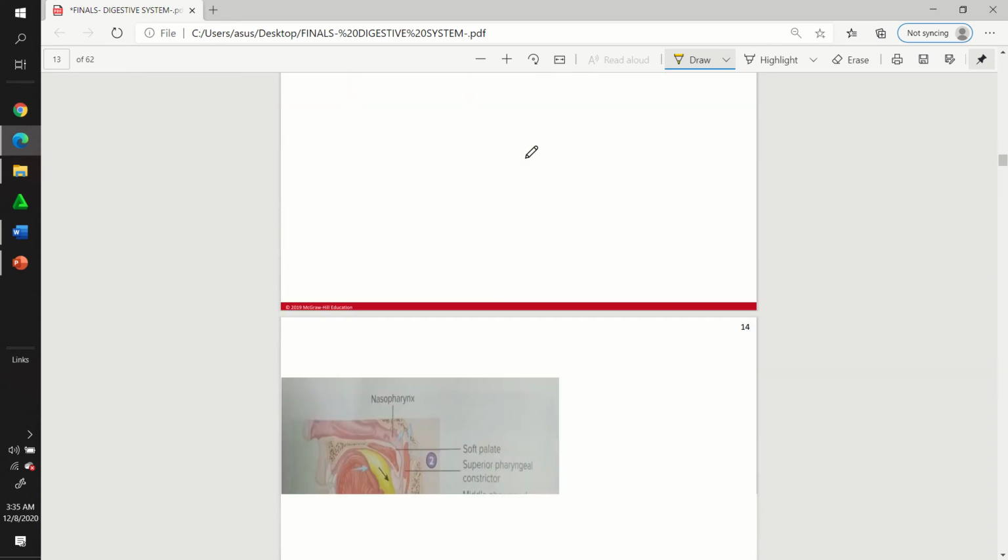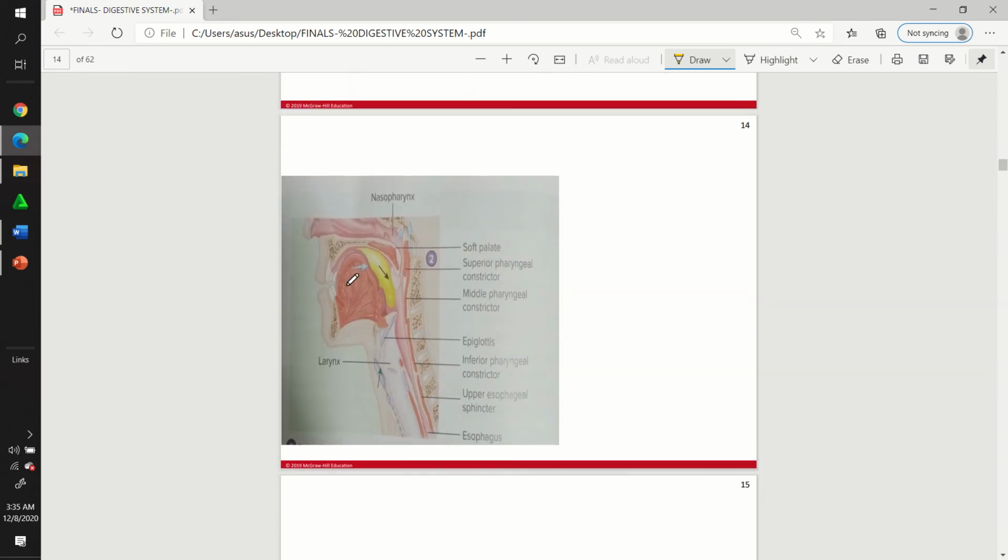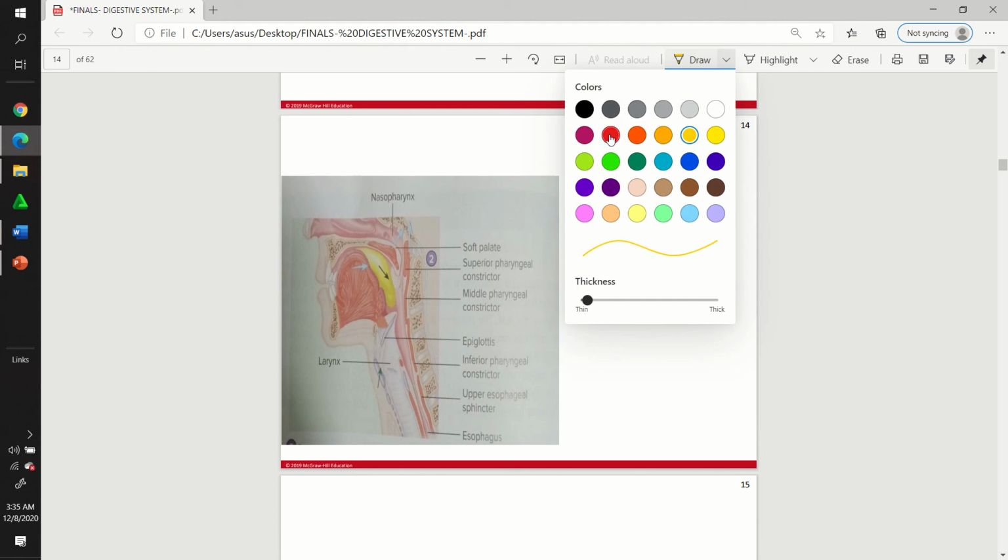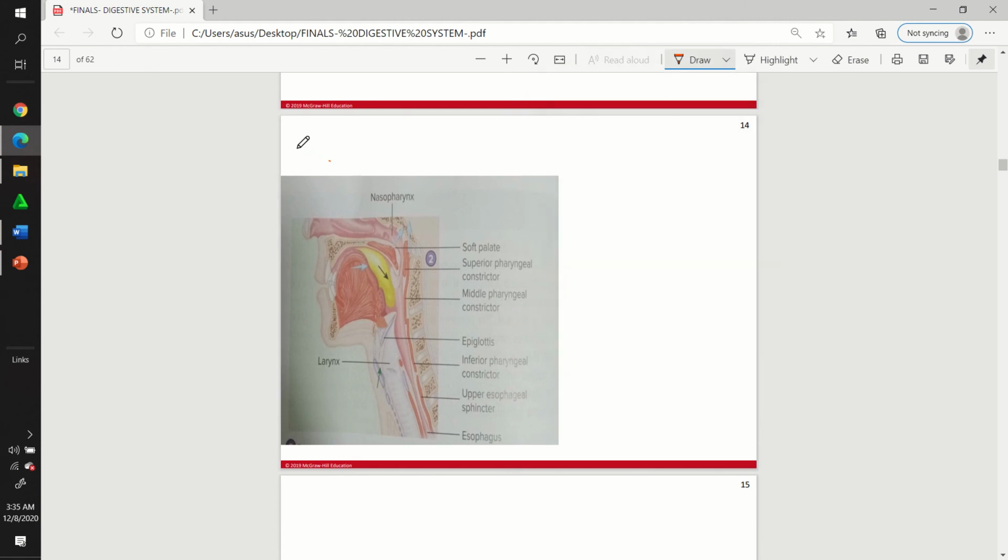Now, another phase of your swallowing. The second phase. What is the second phase? Pharyngeal. Okay, we have your pharyngeal phase. A bolus or mass of food is formed in the mouth. The tongue pushes the bolus against the hard palate, which forces the bolus towards the posterior part of the oropharynx. Now, what is happening in your pharyngeal phase?